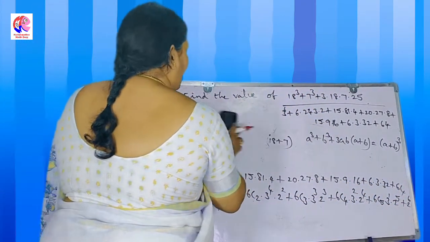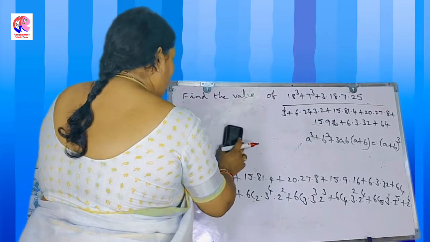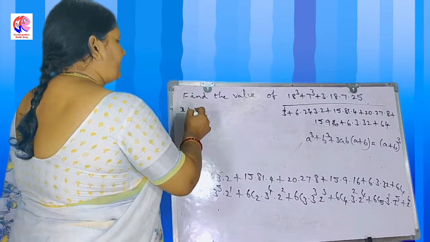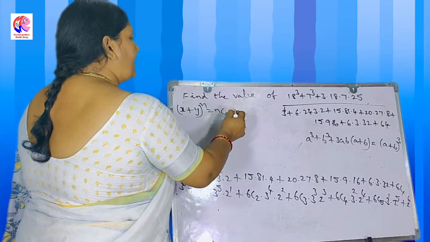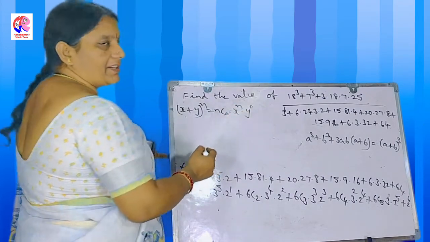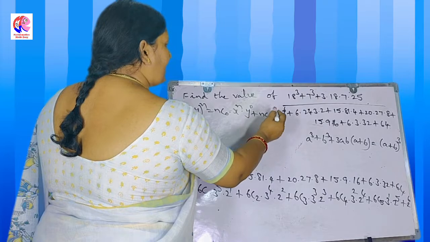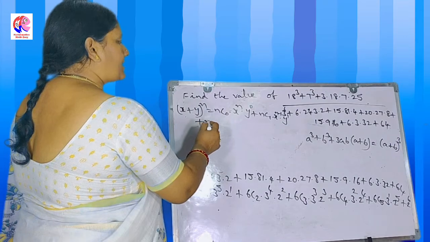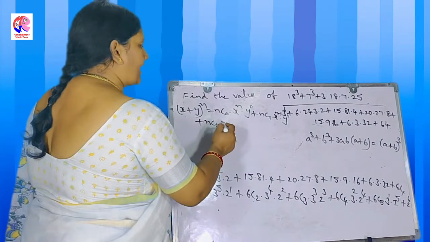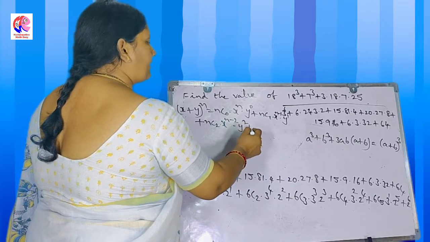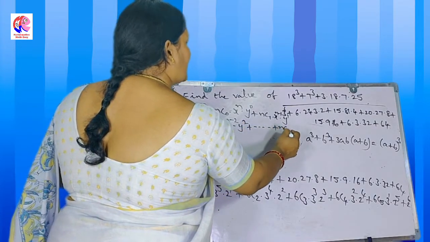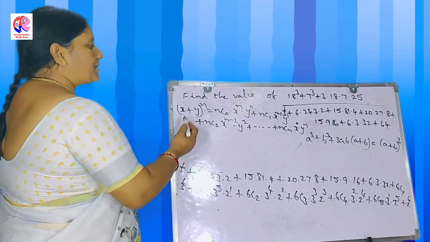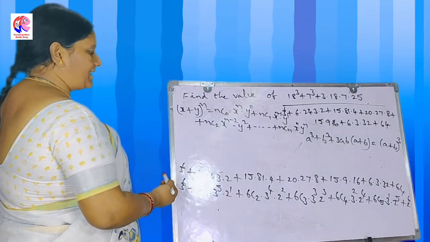Now compare this denominator with (x + y)ⁿ. (x + y)ⁿ is nC0 xⁿ y⁰ + nC1 xⁿ⁻¹ y¹ + nC2 xⁿ⁻² y² and so on. The last term is nCn x⁰ yⁿ. So the expansion of (x + y)ⁿ is this.